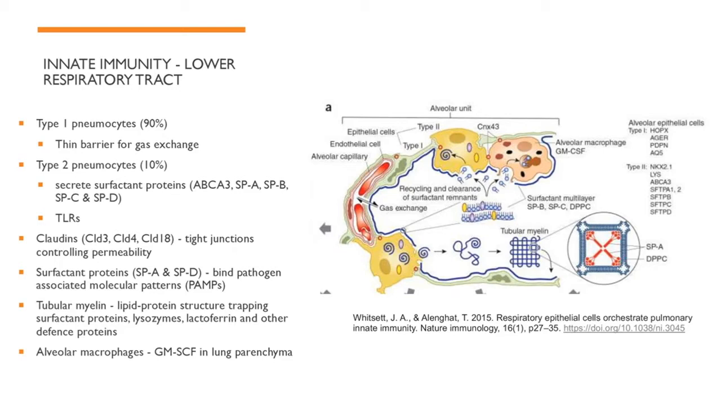tight regulation. Tubular myelin is a lattice-like lipid protein structure found on the inner surface of the lower respiratory tract that hosts surfactant and other innate proteins, such as lysozymes and SPB, to further facilitate structural integrity, binding of bacterial, viral, and fungal pathogens, and enhanced phagocytosis by alveolar macrophages.